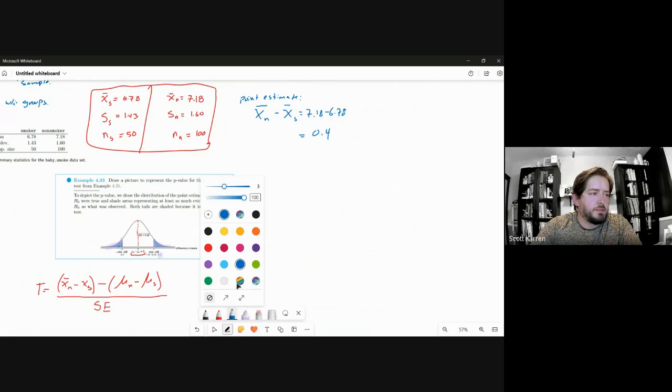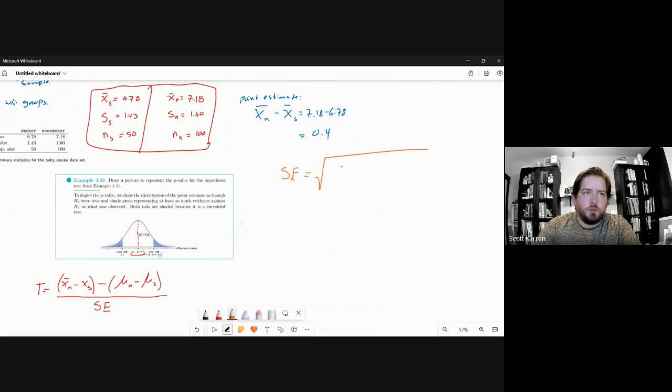The standard error is the square root of, if you remember, s1 squared over n1 plus s2 squared over n2. So I'll throw those values in. This is the square root of s1, which would be s in this case, right? If you want to write these in terms of this problem, it doesn't matter which one is s1 and s2.